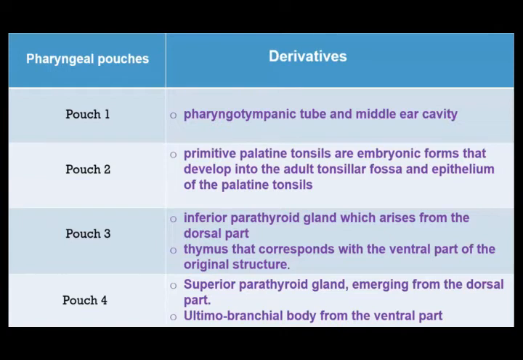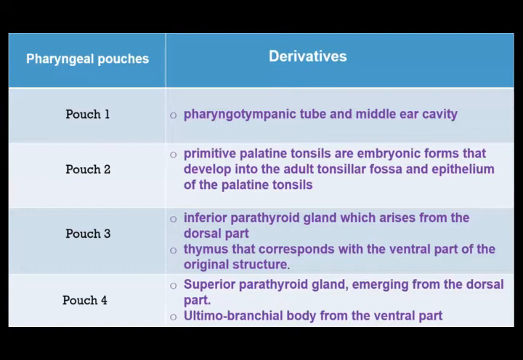different microbes. So these are the two structures that develop from two different parts of the third pouch, dorsal and ventral region. Then is the pouch number 4 that is giving rise to the superior parathyroid gland that emerges from the dorsal part.